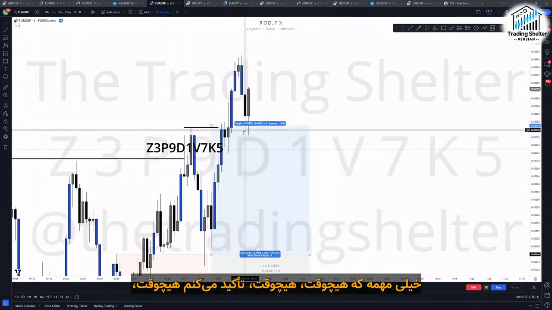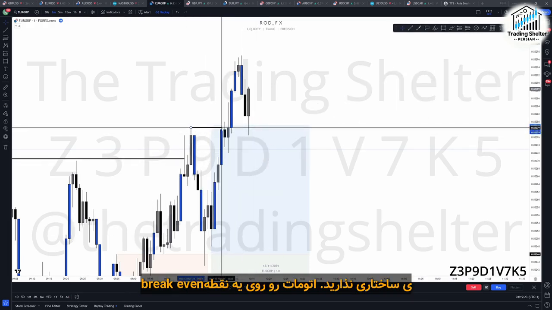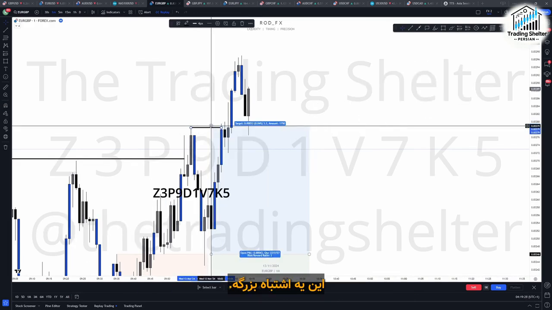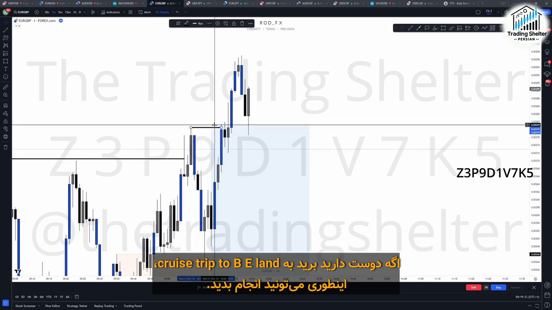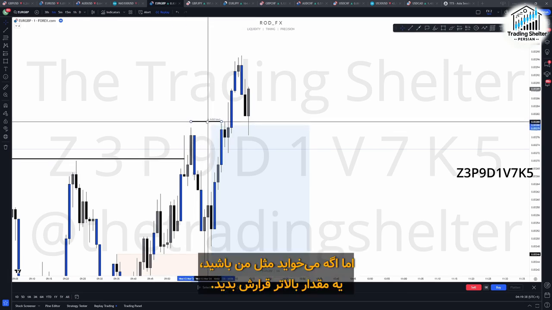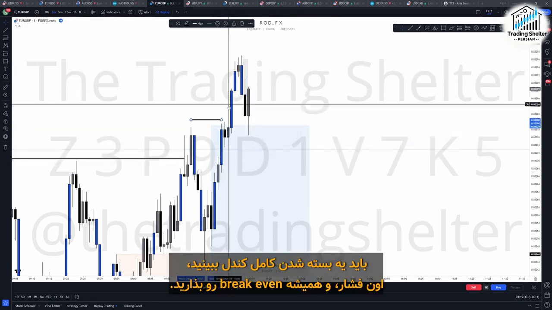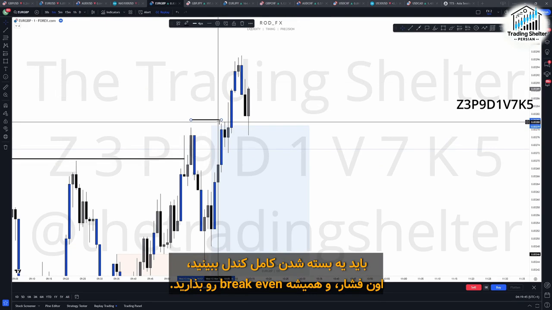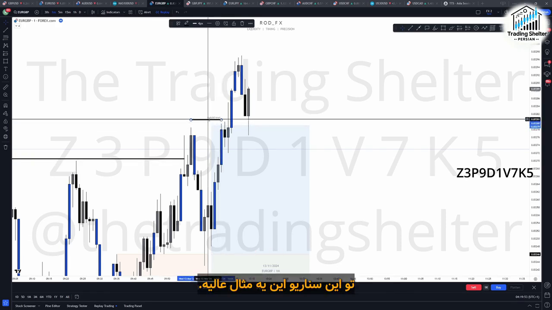It's very important to never, I repeat, never, put an auto BE at a structural point like this. It's a huge mistake. If you want to take a cruise trip to BE land, this is how you should do it. If you want to be like me, move it a little bit higher. You want to see that full candle closure, that push, and always move to break even with a candle closing above or below a structure.